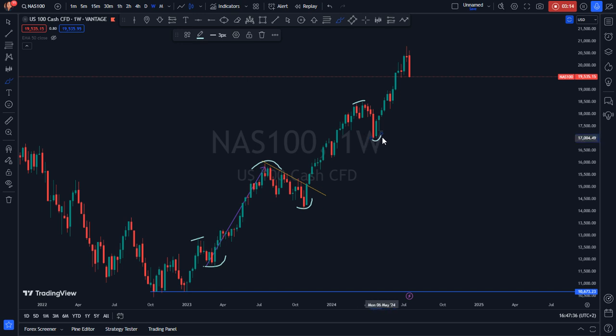So after the market created this low right here, what was the highest point it created? It created this point right here. So we have the higher high, higher low, the higher high. Therefore, we will be expecting to see the market coming to create a certain higher low before it starts to push all the way up again.